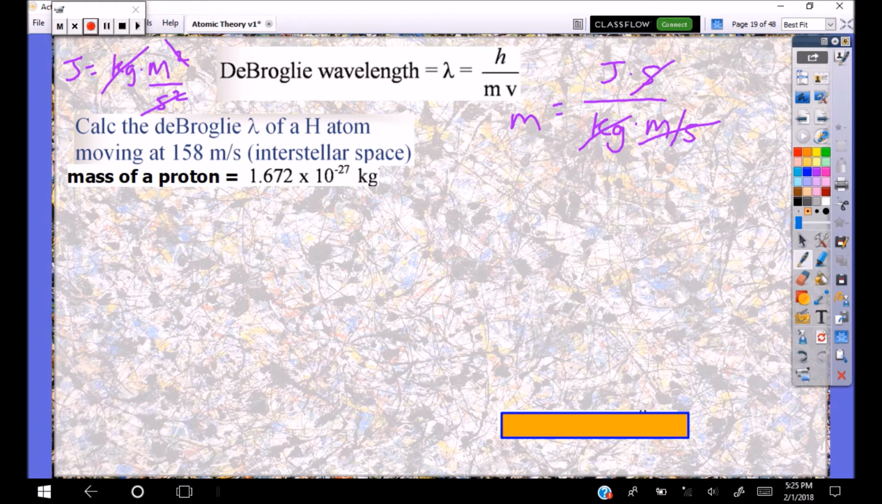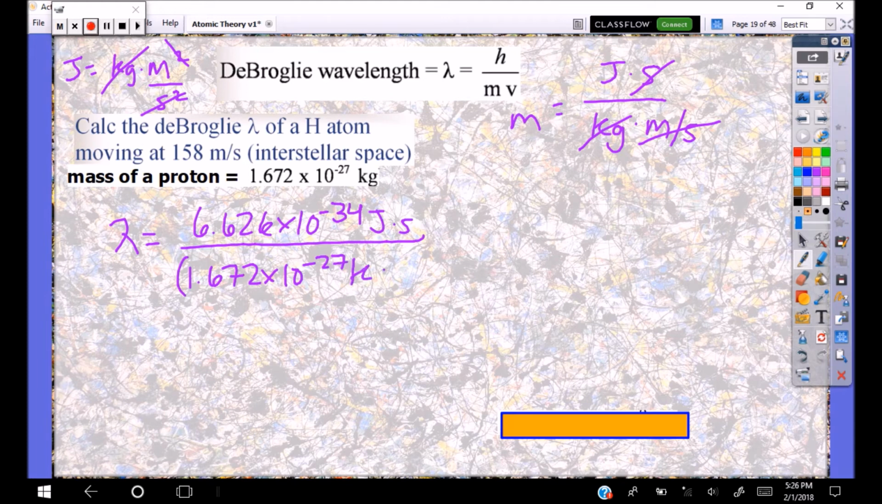So we've got our numbers. We know that our wavelength is equal to 6.626 times 10 to the negative 34th joule seconds, and we've got our mass of our proton, which is very, very tiny, but it's still in kilograms. They were nice to us. Kilograms times 158 meters per second. All right, we'll go ahead and calculate that.